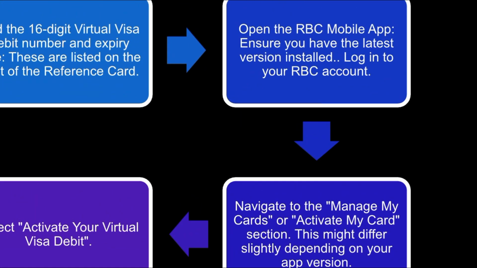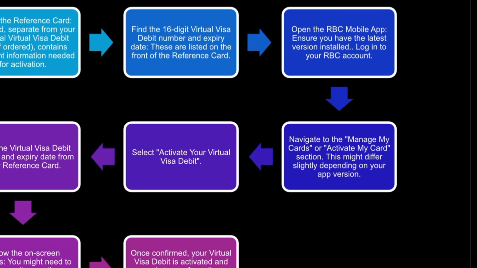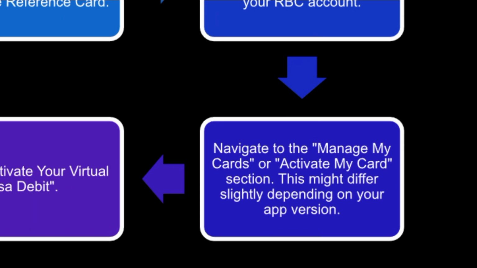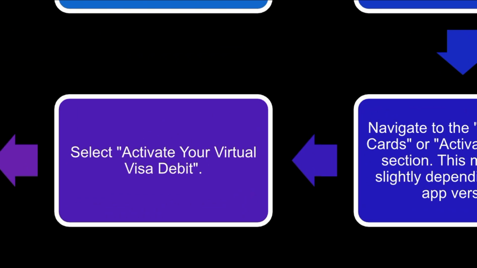After that, open the RBC mobile app, ensure you have the latest version installed, then log into your RBC account. After that, navigate to the Manage My Cards or Activate My Cards section. This might differ slightly depending on your app version. After that, select Activate your virtual Visa debit card.